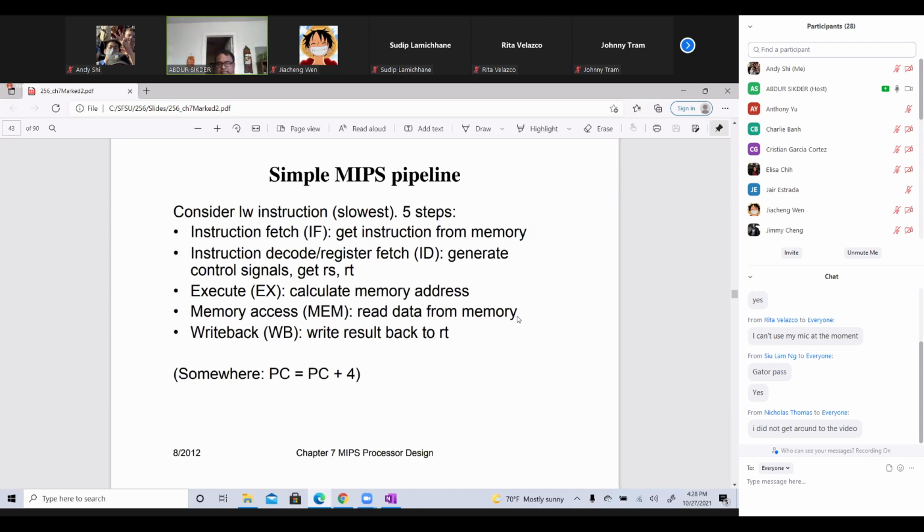Instruction fetch, instruction decode or register fetch, execute, calculate memory address, memory access, read data from memory, write back, write results back to registers.